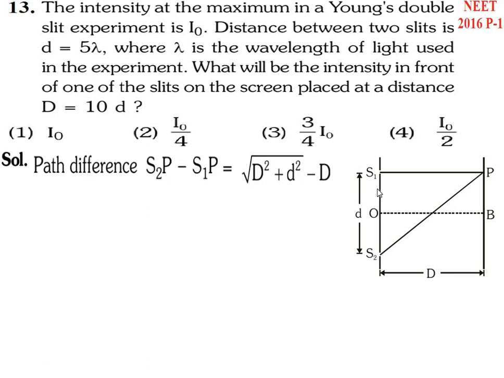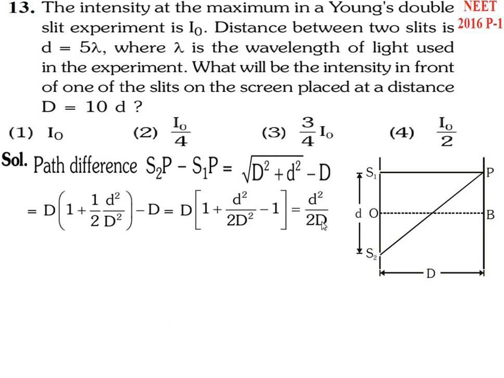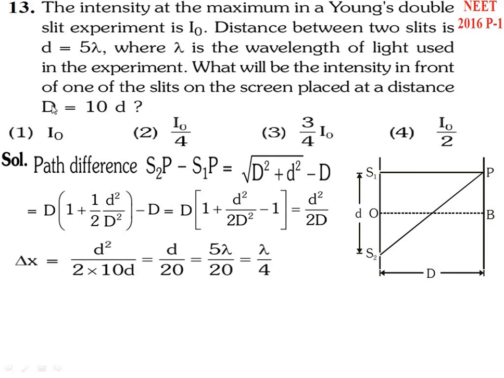Now the path difference between the waves coming from S2 and S1 is S2P minus S1P. On calculating, you will get the direct value d square by 2D. If you know the syllabus, then you may know the expression for path difference. It is d square by 2D. Therefore, they have given the distance to obtain the intensity in front of one of the slits, screen placed at a distance D is equal to 10d. So d square by 2 into 10d is d by 20, and the value of d is 5 times the wavelength, 5 lambda by 20. It is lambda by 4.